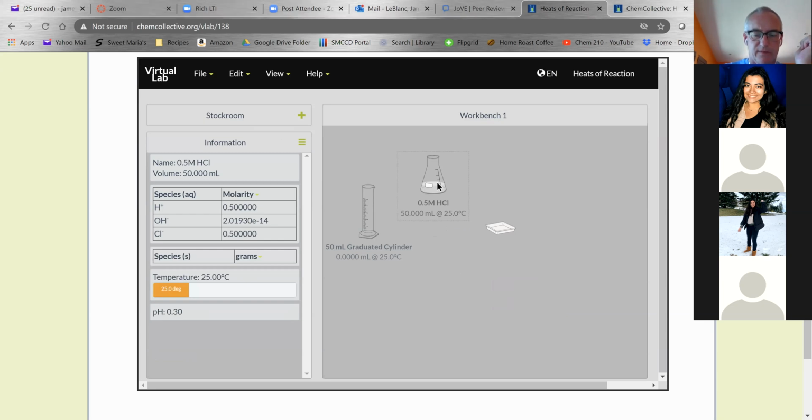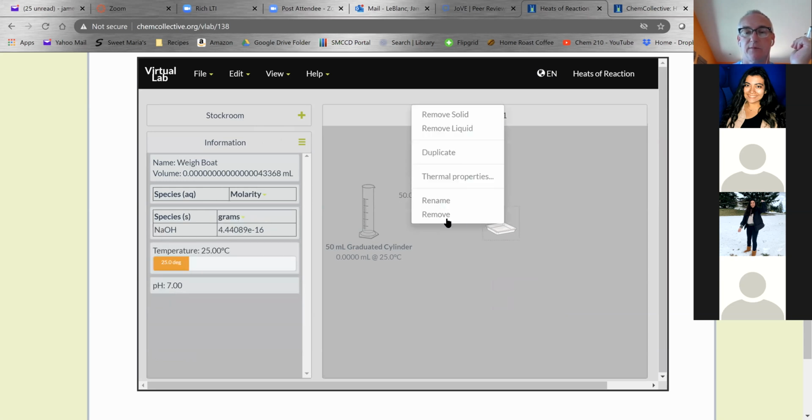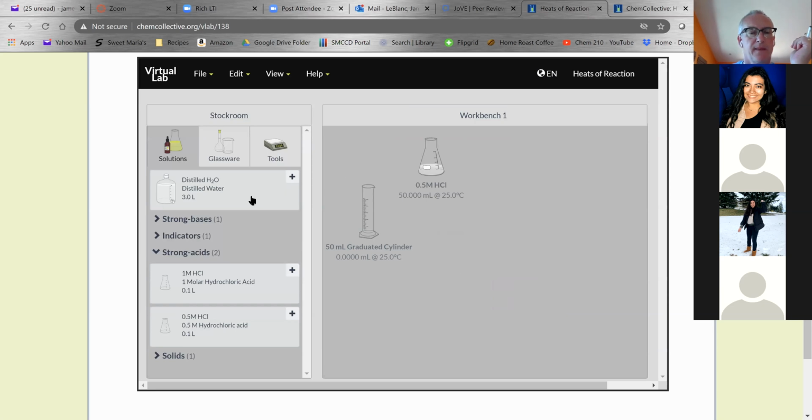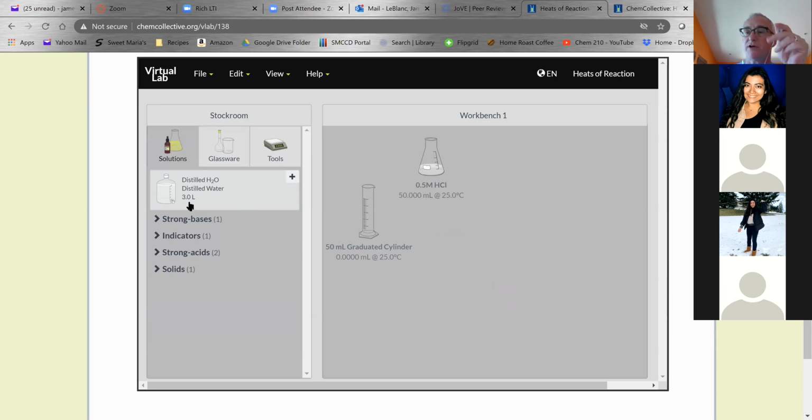So for the third one, we're going to use sodium hydroxide in solution and HCl in solution. I've got my HCl in solution here, so I'm going to keep that. I'm not going to need a weigh boat this time, so I can remove that. I will want another solution. So now I want sodium hydroxide in solution.